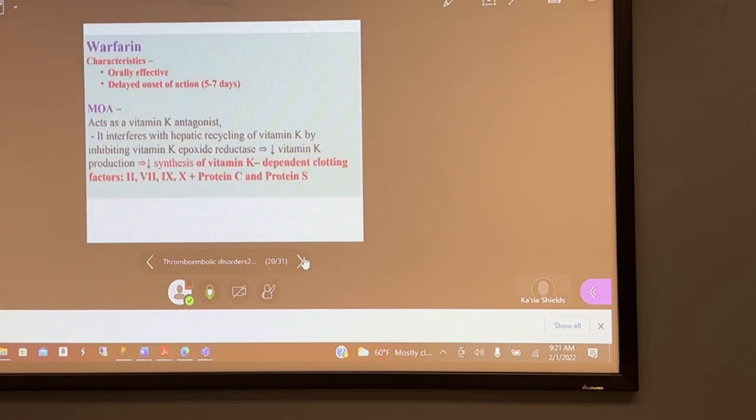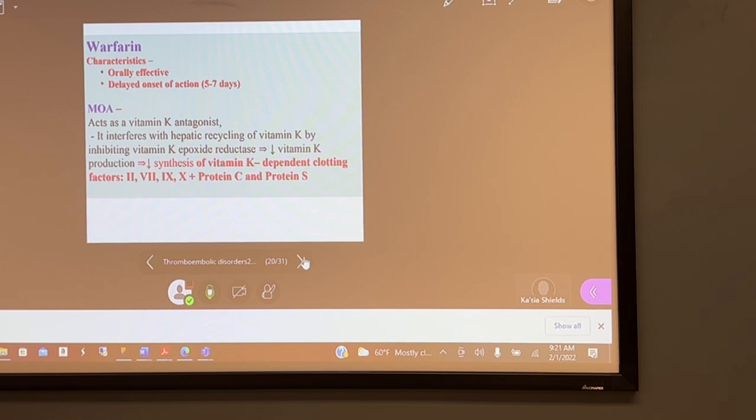Now, what we know about warfarin is this. Unlike heparin, warfarin is orally effective. Heparin is not. Warfarin has a delayed onset of action, a whopping 5 to 7 days, as opposed to heparin that would just be a matter of minutes and hours.